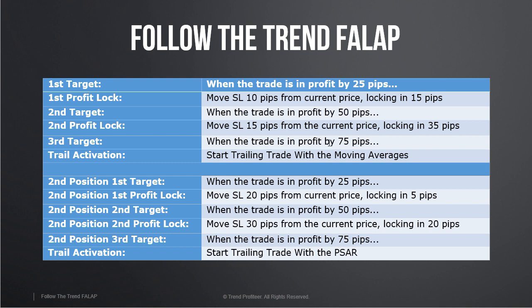And then when the trade is in profit by 75 pips, start trailing the trade with your selected trailing methodology. In this case, I've suggested the moving average, either the fast or the slow moving average. You can choose and set that appropriately. And on the second position, when it's 75 pips, start trailing the trade with the PSAR or parabolic SAR. Again, we'll look at lots and lots of different examples, so you'll pick this up really quickly and be able to instinctively know what to do as far as your profit locking is concerned.